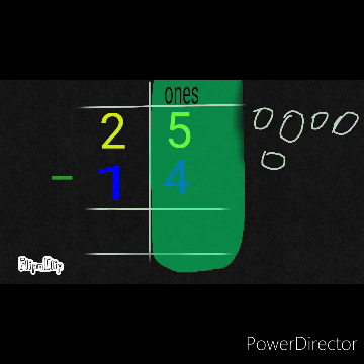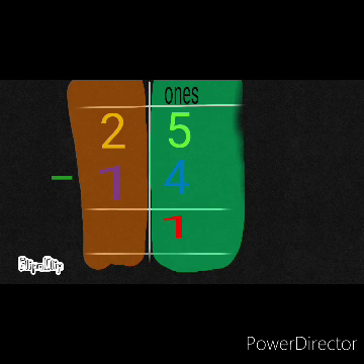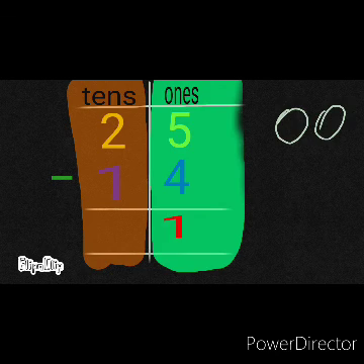So we have 5 stones. We take away 4. So now there is only 1 stone. The working out isn't finished yet. We still need to do the other column. Now this column is called the tens column. Here we have 2 minus 1. So there are 2 stones. We used 1. So now there is only 1 stone remaining.